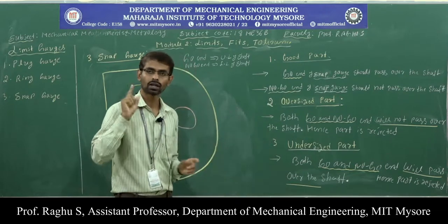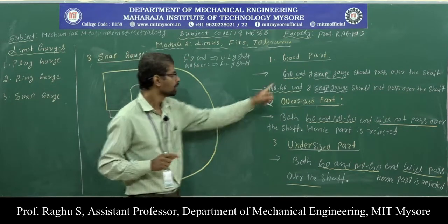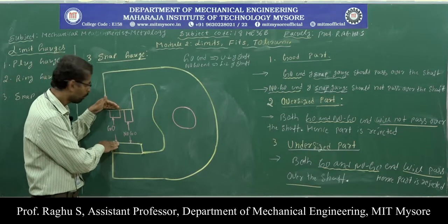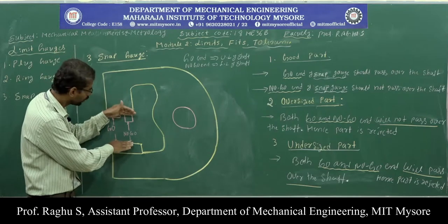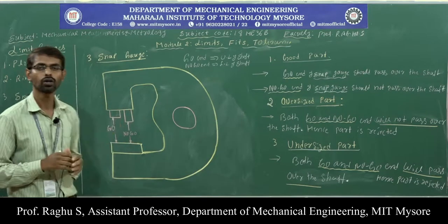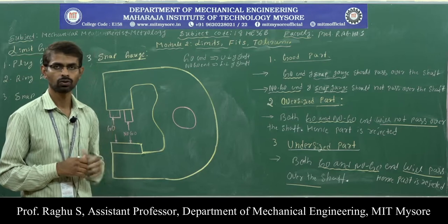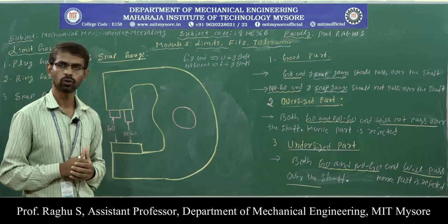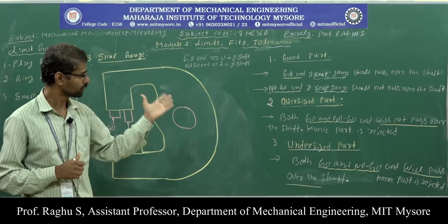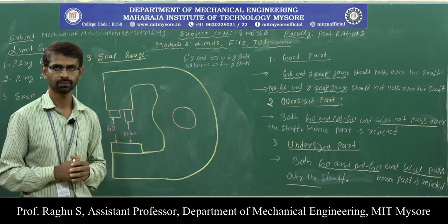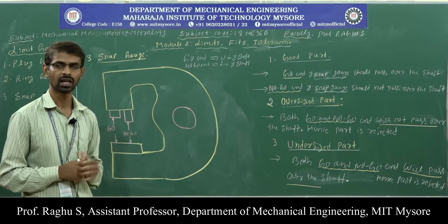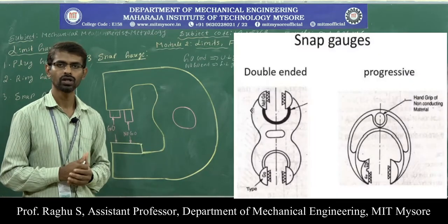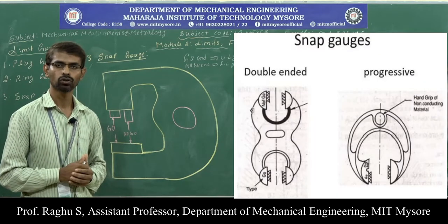So, therefore, for complete acceptance of the component, the go end of the snap gauge passes over the shaft, and the no go end of the snap gauge should not pass over the shaft. Then only we can accept the part. Otherwise, in the two other conditions, we will reject the part, since the part has been manufactured oversized or undersized. We have different types of snap gauges, like double ended snap gauges and progressive ended snap gauges. The figure shows the double ended snap gauges and progressive ended snap gauges.